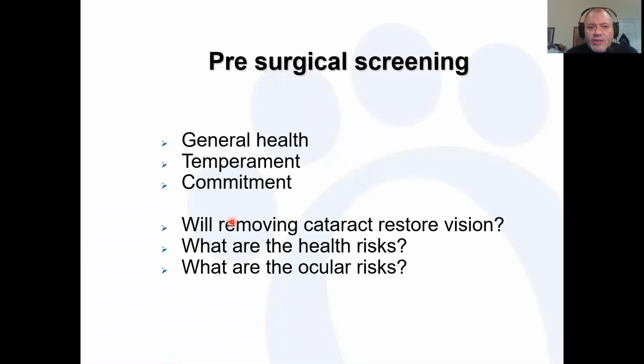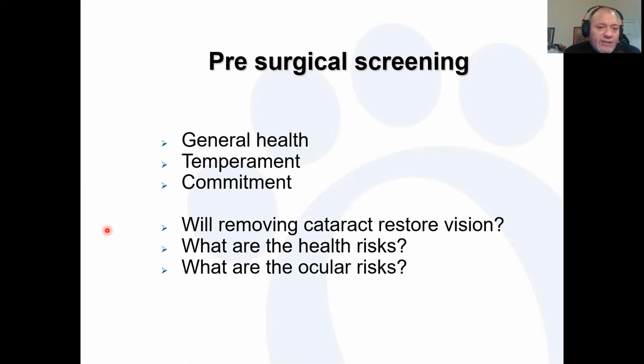So what do we do when we come to surgery? The pre-surgical screening is very important. We look at general health of the patient. Vision is important, but not more important than the patient's health. And most of our patients can survive very well as blind pets. Temperament's important. There's lots of aftercare, lots of eye drops, lots of visits to the vet. So you have to think very carefully about whether your dog or cat is the right temperament for surgery. Then there's the owner's commitment, be it financial or time resources.